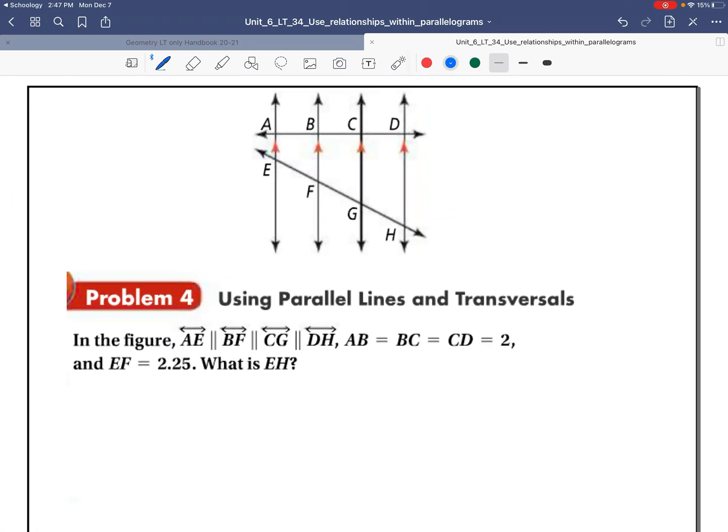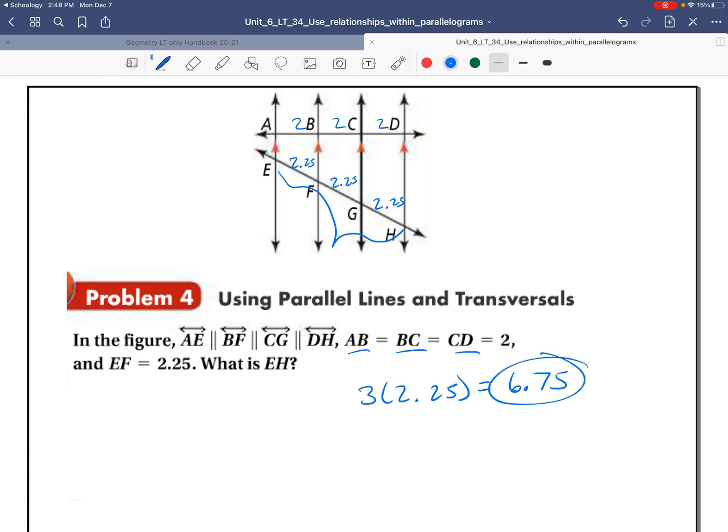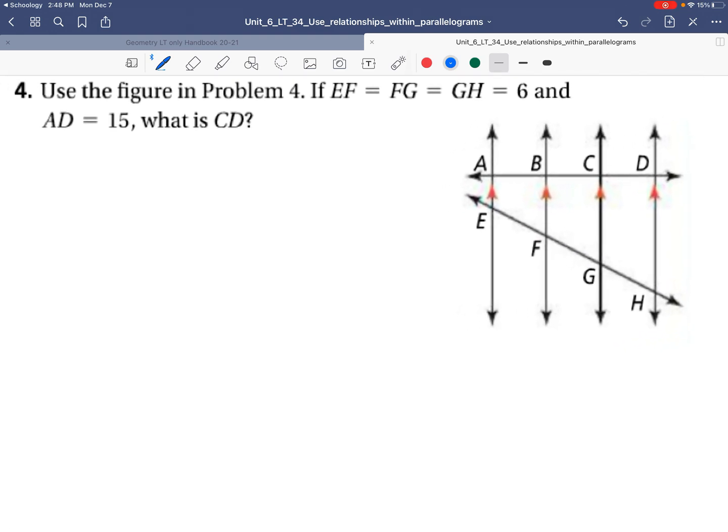So here we've got parallel lines. If AB, BC, CD are all 2, EF is 2.25. What is EH? Now EH is this whole length. So all of these will be 2.25. So if I did 3 times 2.25, I would get 6.75. So that's my answer. That's all you do. Let's try this one. Pause the movie, try it on your own, and then press play when you finish.